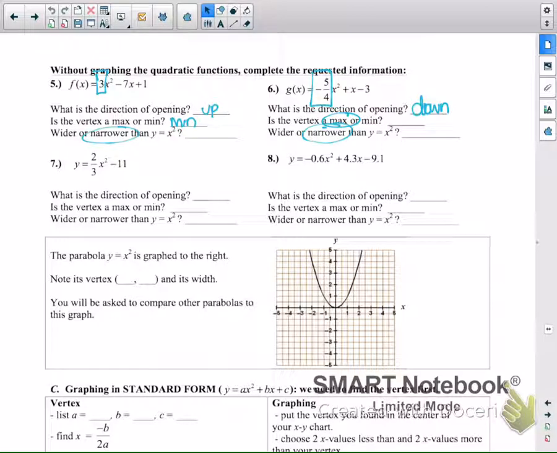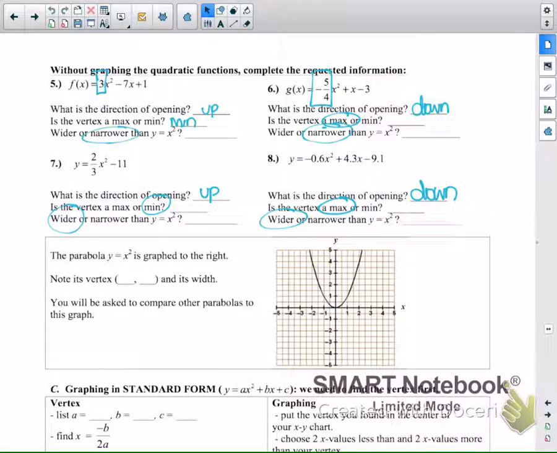7 opens up or down? Up, making our vertex a minimum, wider or narrower? First one that's wider. And last but not least on this, number 8 opens up or down? Down, making my vertex a max. And this one has a decimal, but still, can we tell that decimal is larger or smaller than 1? Yes, smaller than 1 makes it wider.